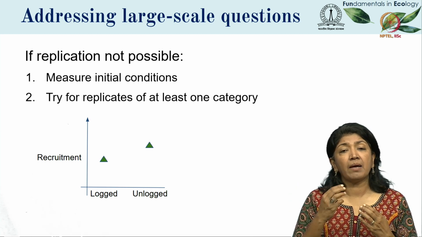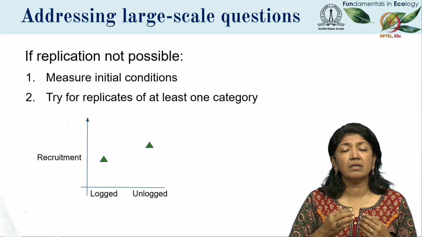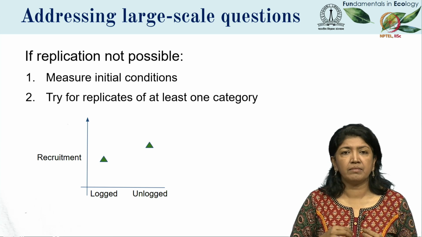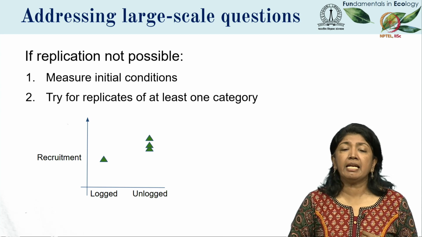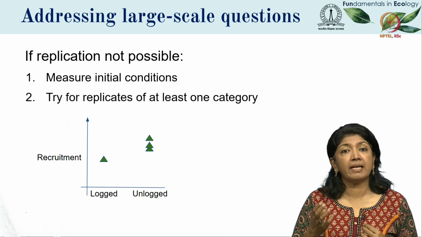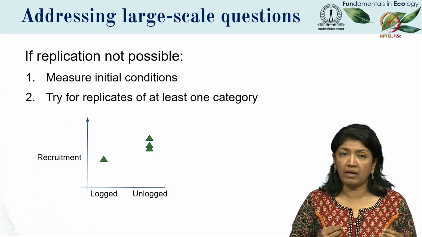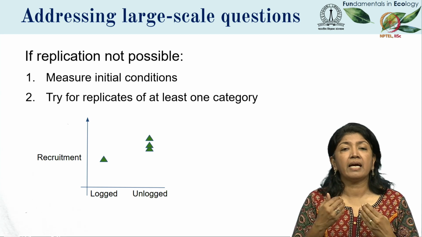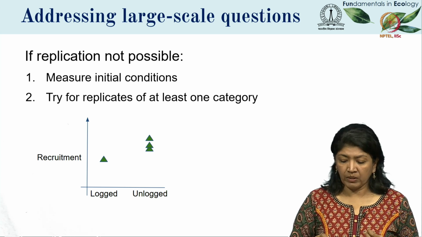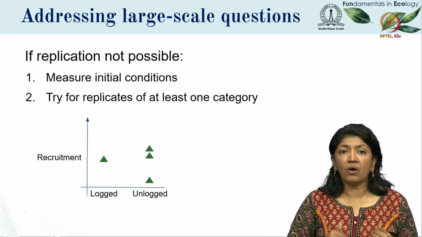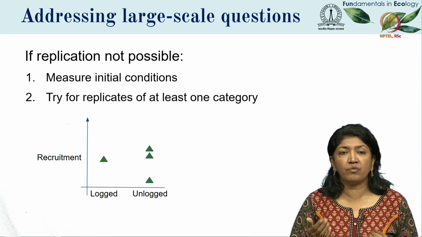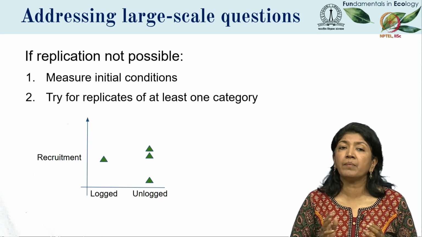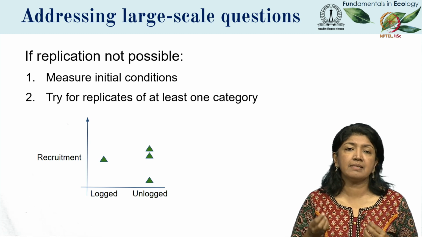However, imagine that I am actually able to measure multiple replicates for unlogged forests. Say I can measure 3 replicates. Now, if all 3 replicates in unlogged have higher recruitment than logged, this strengthens my conclusion that logging can depress recruitment. On the other hand, if I find a lot of variation in recruitment in unlogged forests, then I can conclude that in fact logging does not appear to affect recruitment in this bird species.